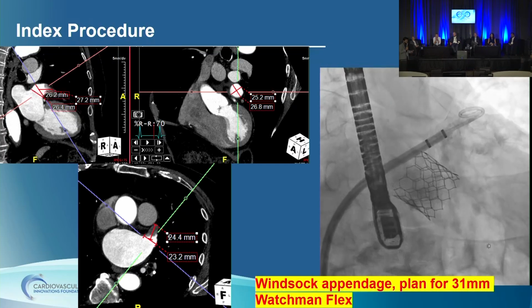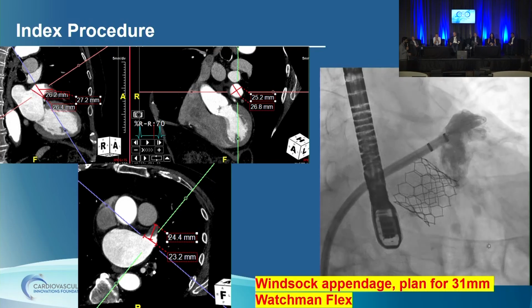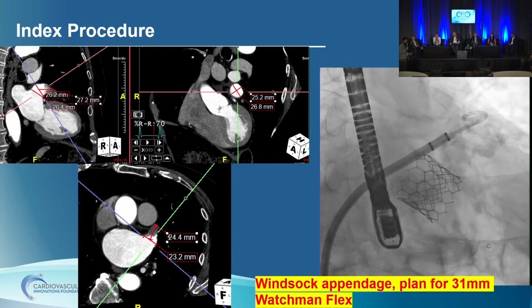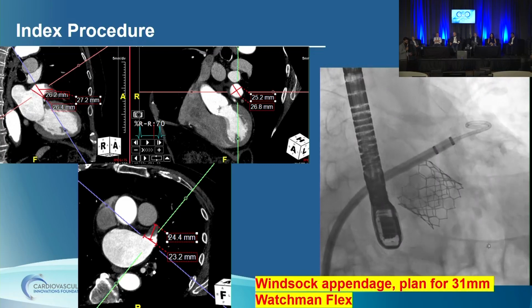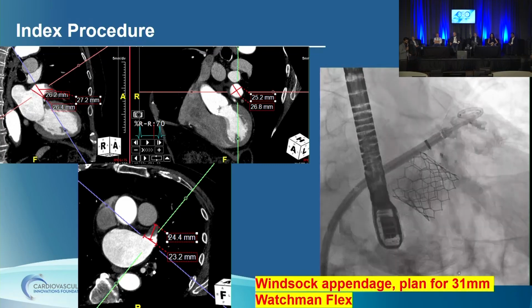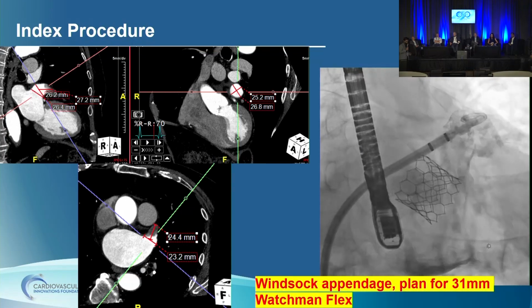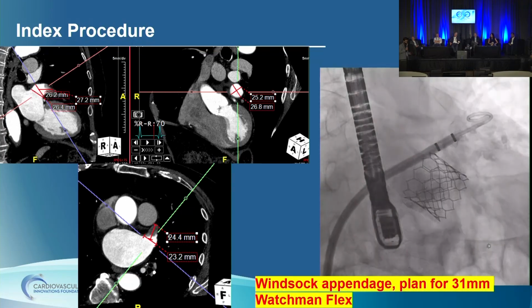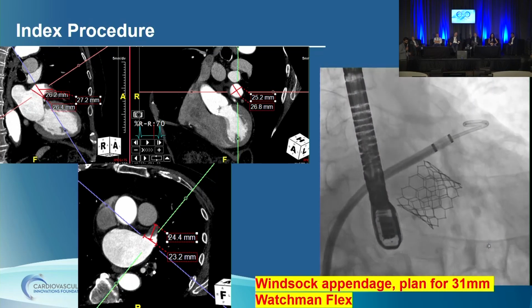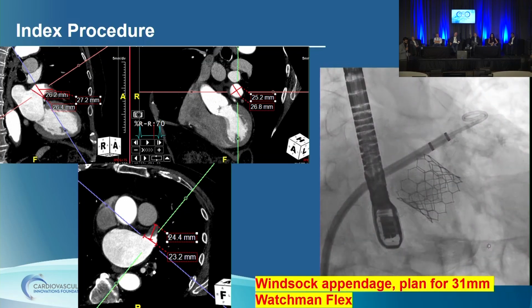We did the TE. We weren't sure based on the CT. If you see the tip, there's some clot there. But we intra-procedurally confirmed there was no clot before we went ahead with our transseptal. So this is our first picture, a really large appendage, as you can see. Based on those dimensions and TE dimensions and this fluoroscopic appearance, we decided on a 31 Flex device.